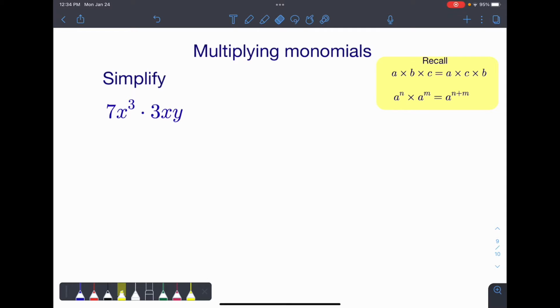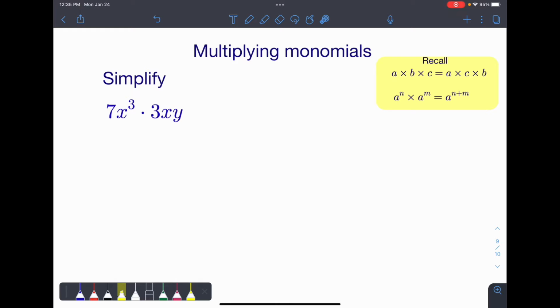All right, let's talk about multiplying monomials. So here we have an example of two monomials being multiplied by each other. In case you forget, the dot there means multiplication. There's also multiplication implied between the 7 and the x cubed, and also between the 3 and the x and the y. So basically, this reads 7 times x cubed times 3 times x times y.